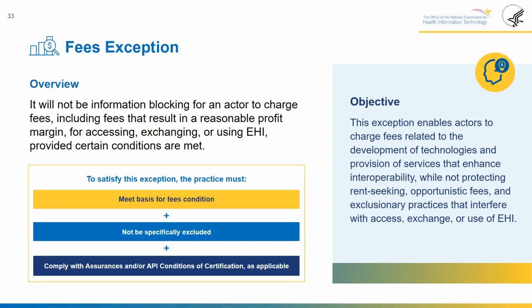Now I'm just going to explain, at a pretty high level, some of the conditions within this exception, but I want to emphasize that this is not an exhaustive list. So a few that I want to highlight are: the practice must meet the basis for fees condition. Some of these are that the fees an actor charges must be based on objective and verifiable criteria that are uniformly applied for all similarly situated classes of persons or entities and requests. The charges must be reasonably related to the actor's costs of providing the type of access, exchange, or use of EHI. And the charges must not be based on whether the requester is a potential competitor or an actual competitor.